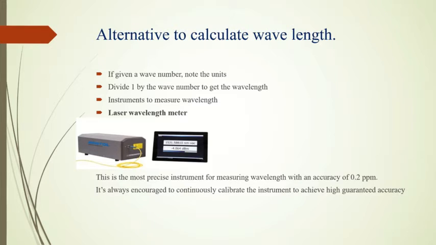So now we get to the different instruments we can use to measure wavelength. We have two. We have the laser wavelength meter, and that is the drawing. You can clearly see that. This instrument is a precise instrument with an accuracy of 0.2 parts per million, and prior to using this instrument we always advise to calibrate so as to achieve high accuracy.